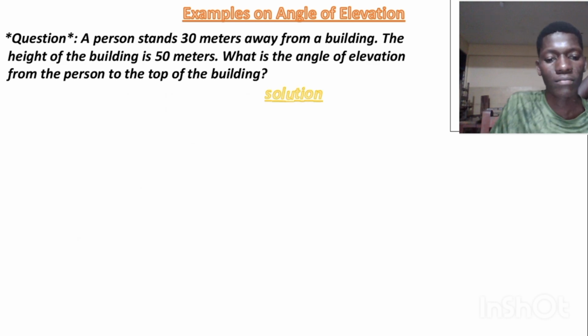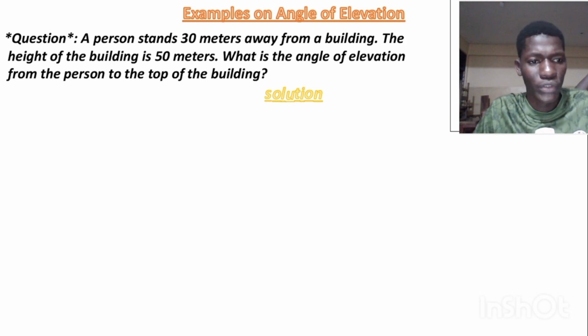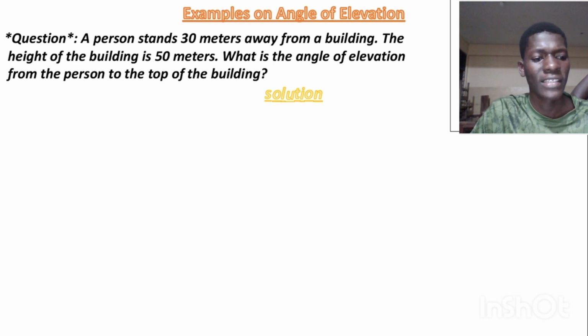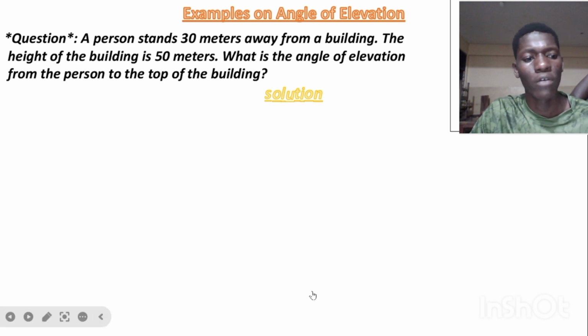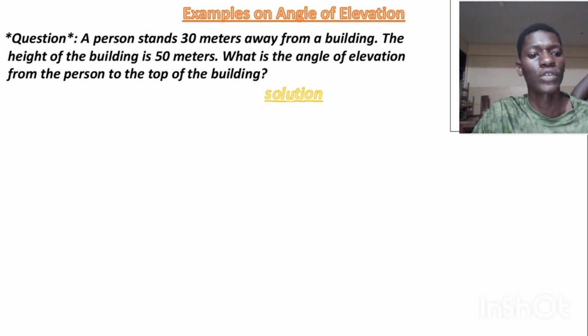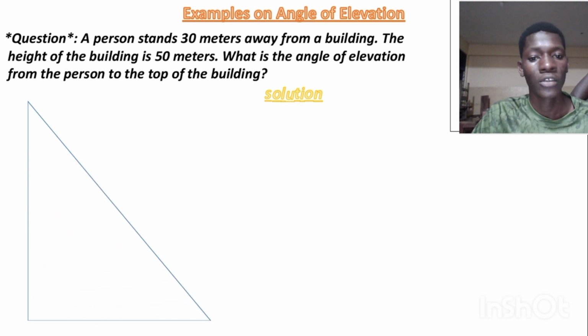So, solution. What you need to do is you see a kind of triangle. The height of the building is a straight line, the line of sight is a diagonal line, and the distance from the building to the person is a horizontal line. When you combine all this, you get a triangle. So first we draw our triangle like this. They said the height of the building is 50 meters, so we put our 50 meters here.